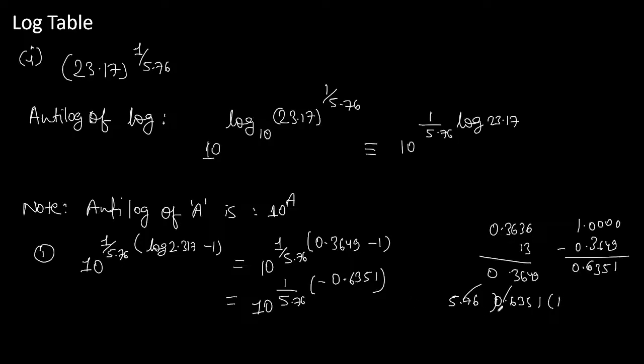5 ones are 5, 7 6 9 5, 1, again 1, 5 7 6 5 1. If we put point 0, we are getting somewhere 0.11. 10 to the power minus 0.11 will be 00. Now how to see the anti-log table?